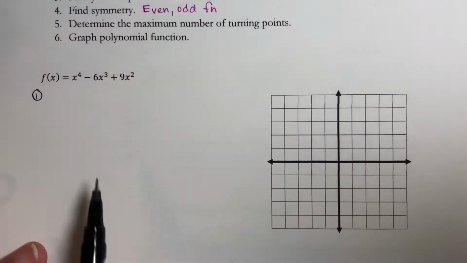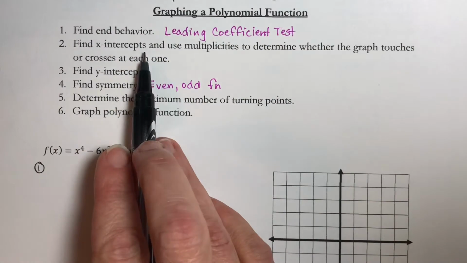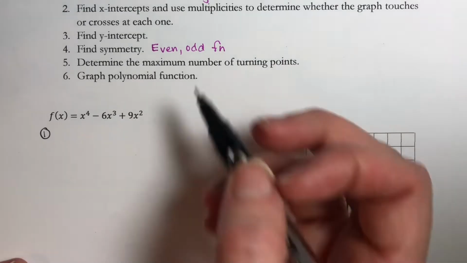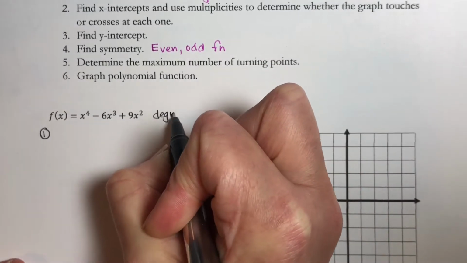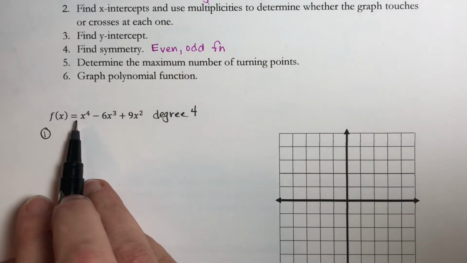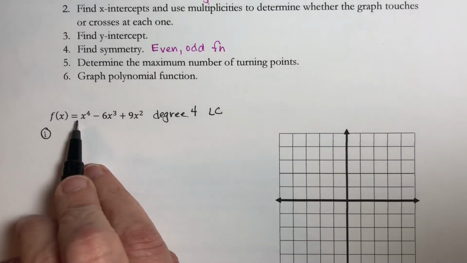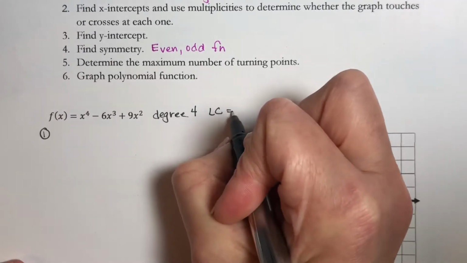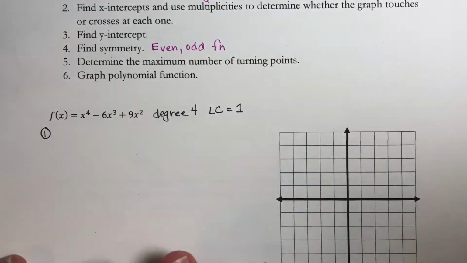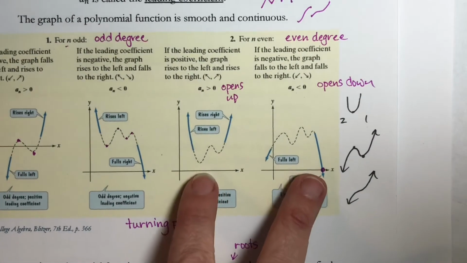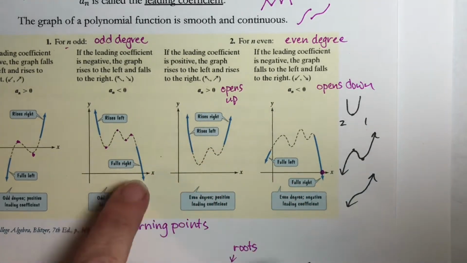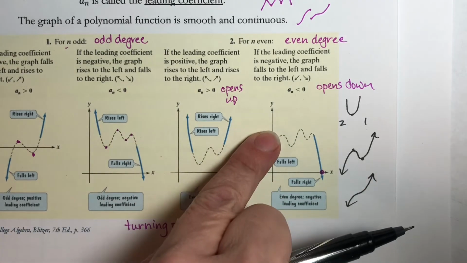Our first step is to determine our end behavior, okay? The degree of this, making sure I have it in descending power order, my degree is 4. That's my largest exponent. And my leading coefficient, which is the number in front of my largest exponent, is a 1. All right. Now for the leading coefficient test, our degree is even. So we have one of these two options. Our leading coefficient is a positive number. So my graph is going to rise on the left and rise on the right.